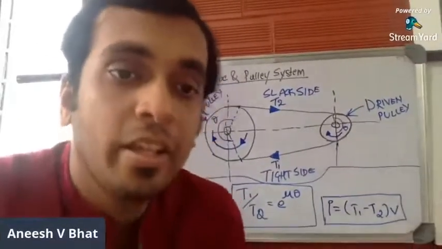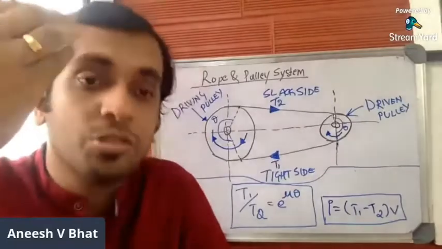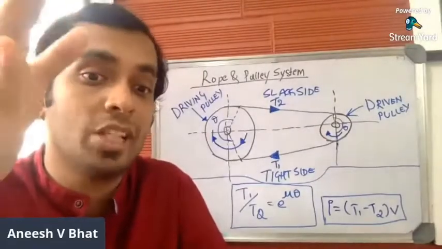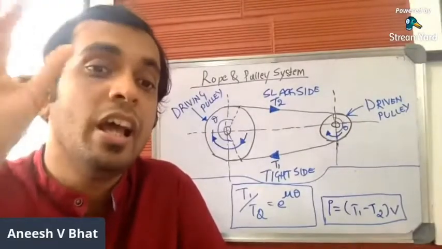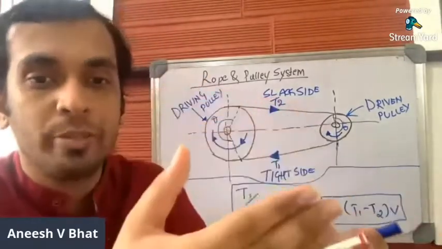Hello everybody. So today we'll be going through the last topic of the second module, and of course the last topic which comes under friction as well. And this topic is rope and pulley system, or friction involved in rope and pulley system.